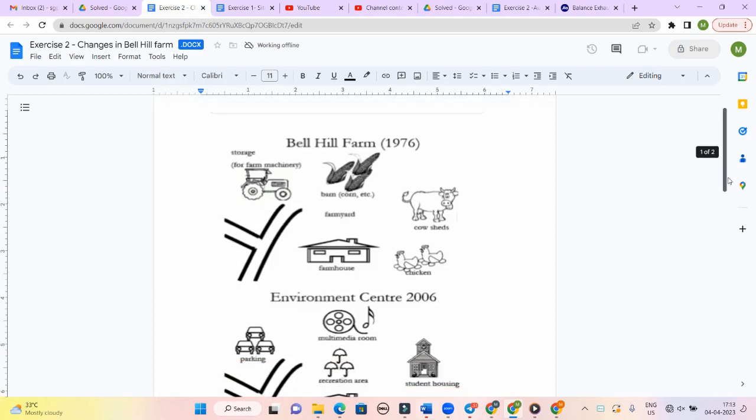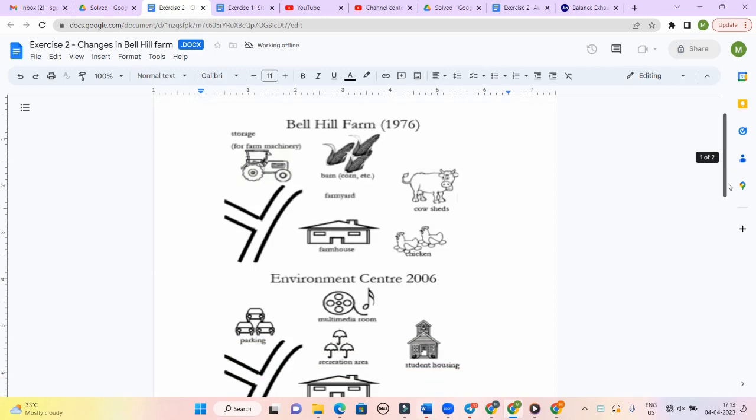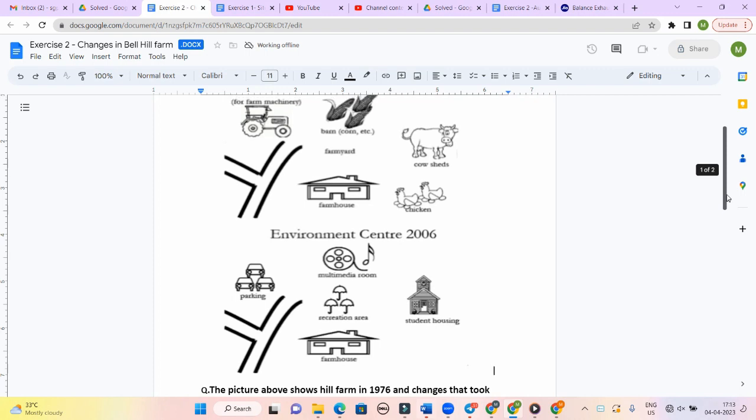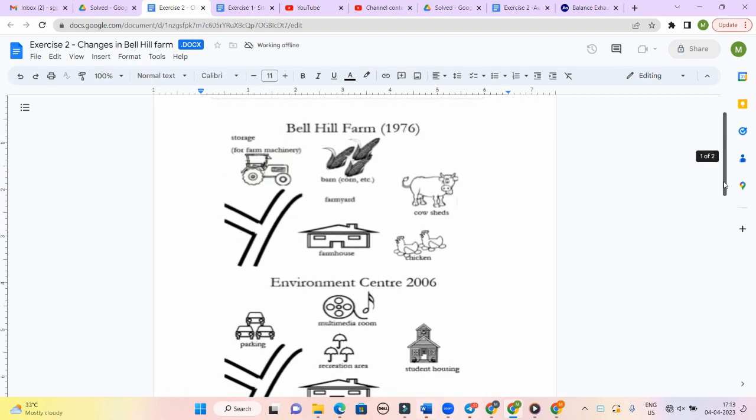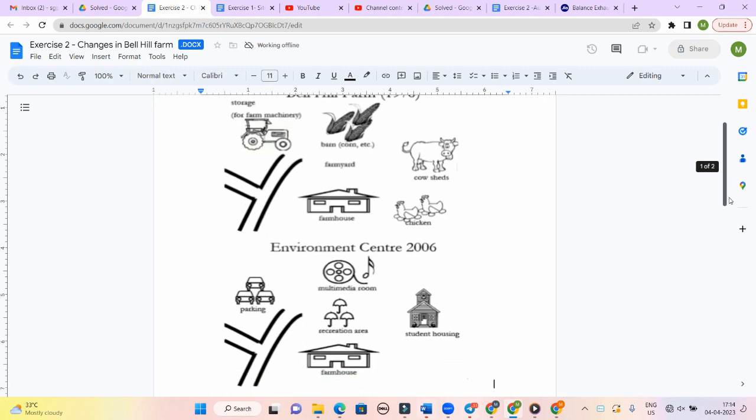So let's understand one question of map report writing. In map report writing, in this picture you have seen there are two images. The first one is the Bell Hill Farm 1976 and the second one is the Environment Center 2006. So what changes have been made in these years is depicted in these two snapshots.